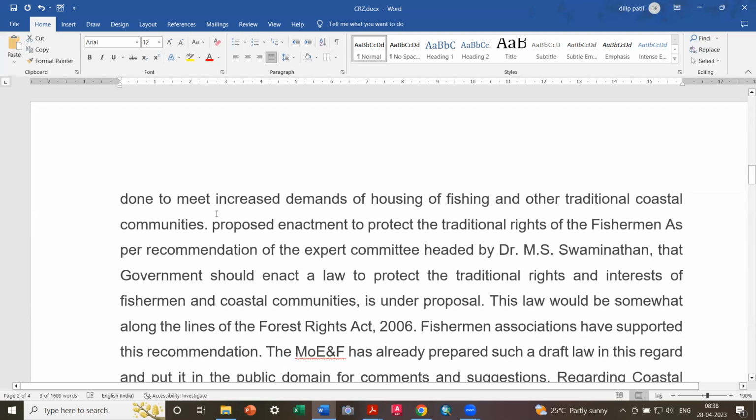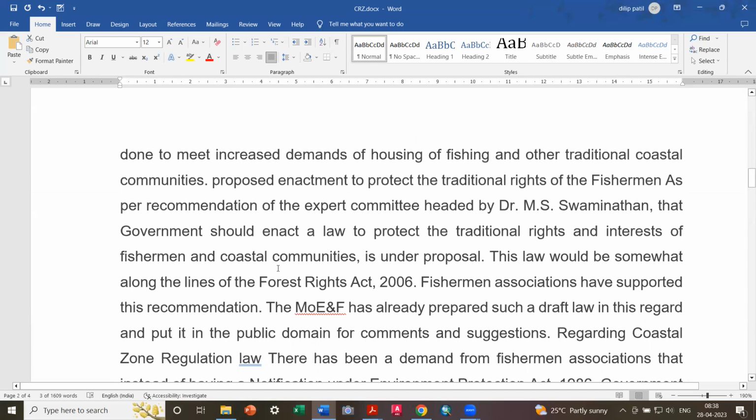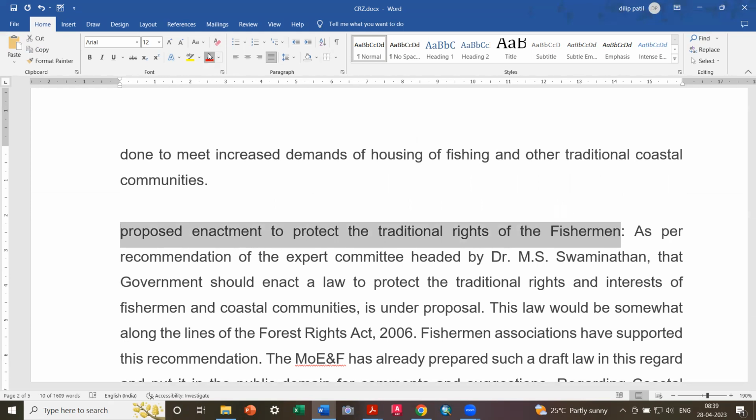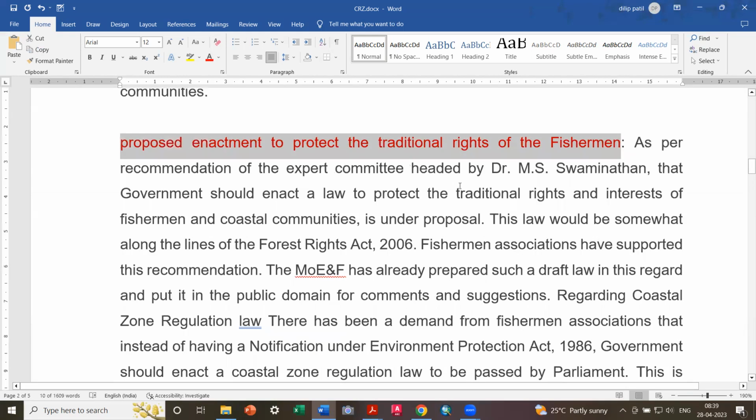So this has been done to meet the increased demands of housing, of fishing and other traditional coastal communities. Propose enactment to protect the traditional rights of fishermen. That we will see. As per the recommendations of expert committee headed by Swaminathan, government should enact a law to protect the traditional rights and interest of the fishermen and coastal communities is under proposal. So that is a background.